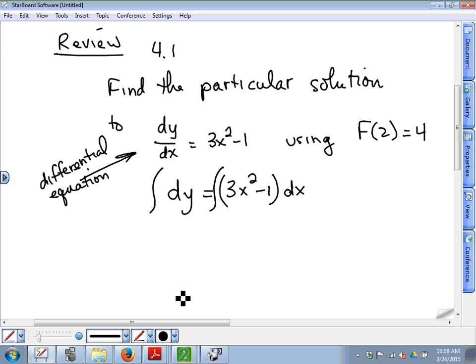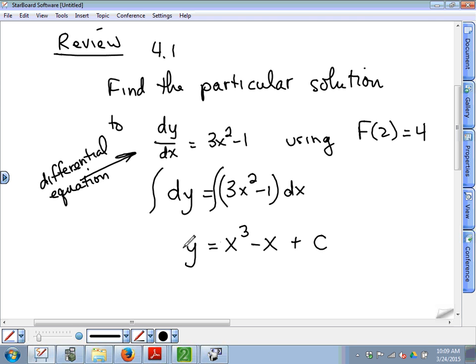Now we have to take the integral of both sides. We have to find the antiderivative. The antiderivative of dy is y, equals the integral of (3x squared minus 1) dx. That's a pretty easy integral. Just take the integral of each separate piece. What's the integral of 3x squared? It's 3x to the third over 3, but the 3's cancel, so it's just x cubed. And then the integral of negative 1 is negative x. And then, since this is an indefinite integral, we add a plus c.